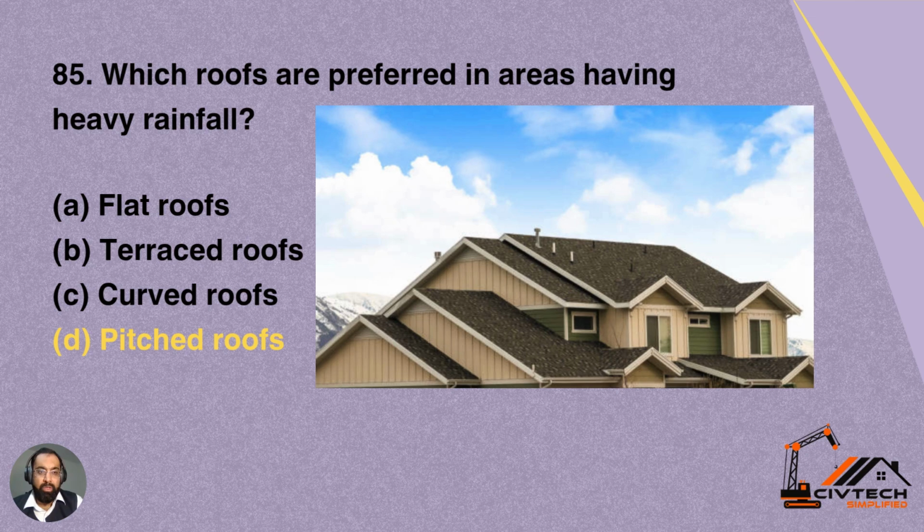Then we have question 85. Which roofs are preferred in areas having heavy rainfall? So in areas which have the maximum rainfalls or heavy rainfalls, which type of roof is preferred in that area? Number A, flat roof. Number B, trussed roof. Number C, curved roof. Number D, pitched roof. You can see a picture of the pitched roof over here, and option D is correct, which is pitched roof. So pitched roofs are preferred in areas where heavy rainfall is expected.